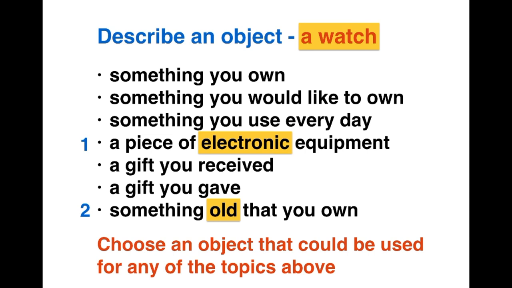And I think that those 2 descriptions can cover all of the possible describe an object topics, all of the others. Something you own, something you'd like to own, something you use every day. Of course, you could use either of these watch descriptions for those. The same with a gift you received and a gift you gave. So just 2 descriptions to cover the whole of this topic area.